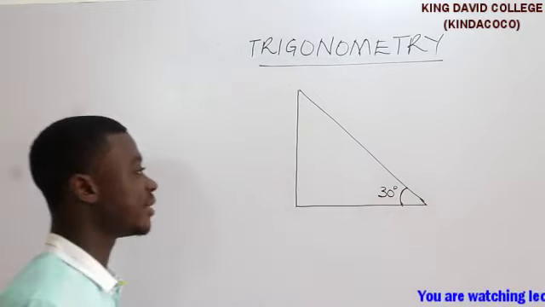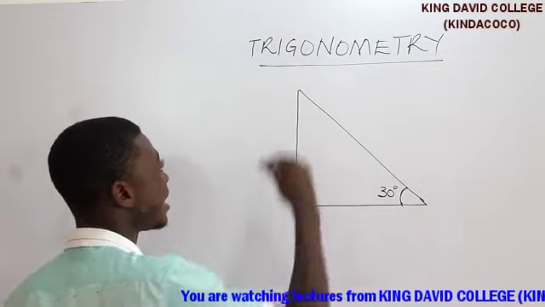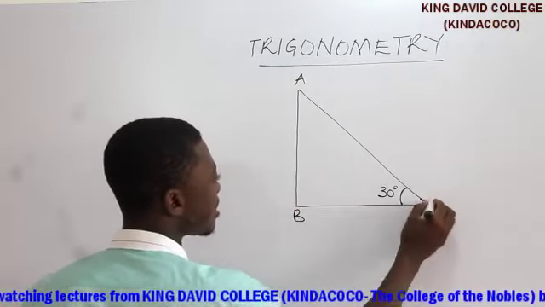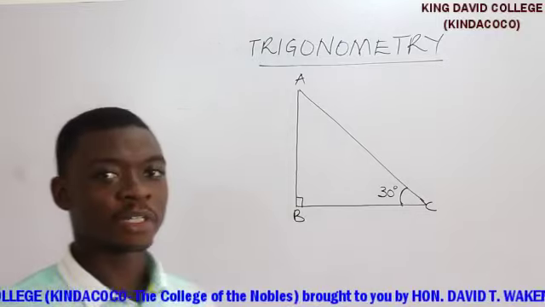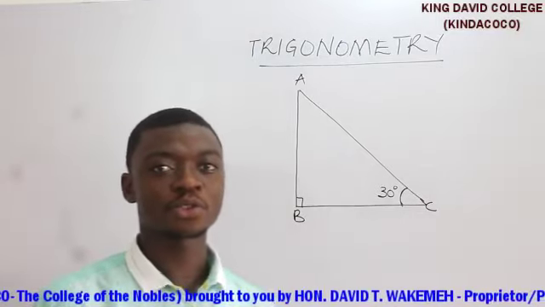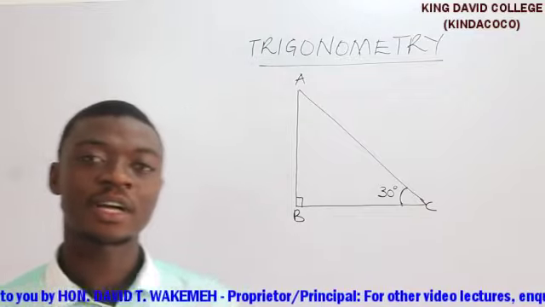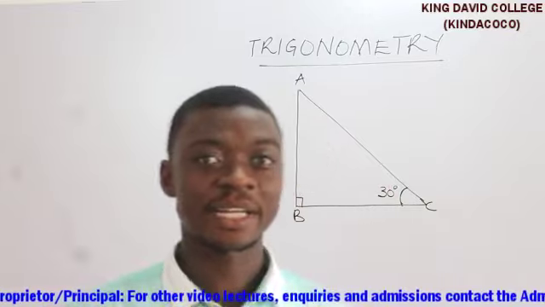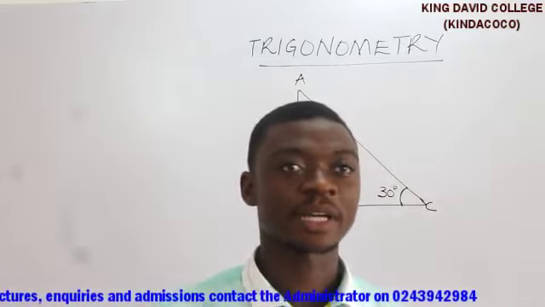Okay, 30 degrees. And then we identify this side. So let's name this triangle A, B, C. And mind you, for this specific one I'm going to do, we'll work with a right angle triangle. For other types of triangles, there are other rules we can use, the cosine rule and the sine rule, but it's beyond the scope of this work.